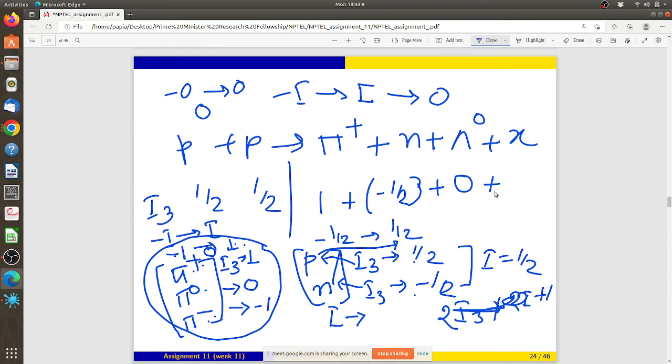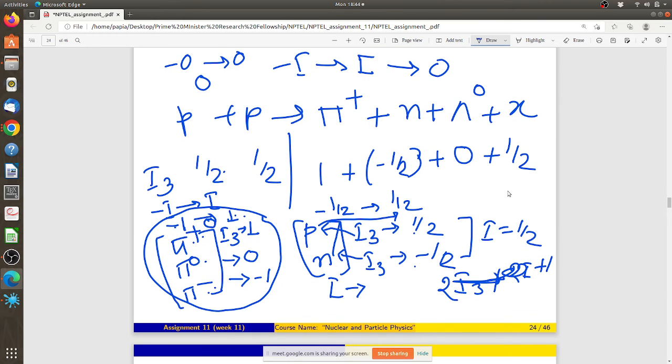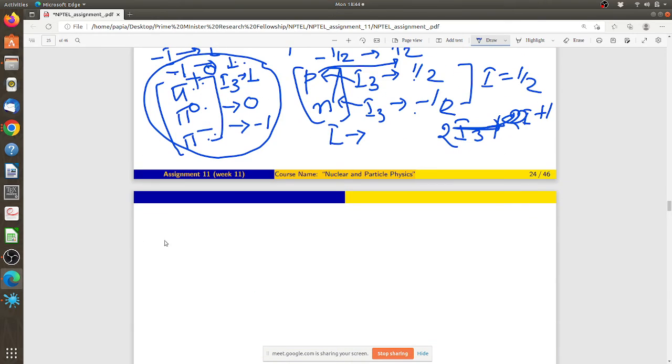Now come to the x value. Now I can tell you that I3 is not vector additive, it is simple additive. So it has 1 by 2. Fine. Now what is the conclusion? That x of I3 will be 1 by 2.